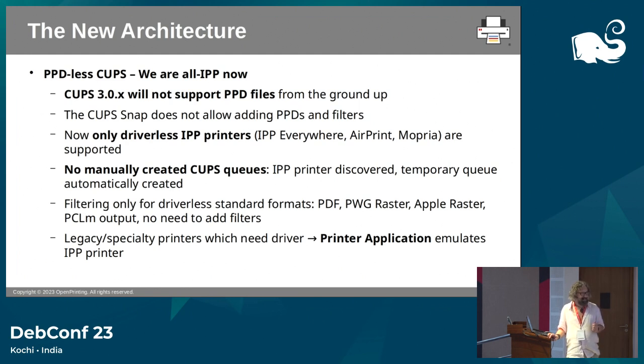So CUPS 3.x or the CUPS snap by itself supports only driverless IPP printers, as I mentioned, the current modern ones which you buy everywhere. And CUPS 3.x will not even support manually creating queues. In the current CUPS, you can manually create queues, but for driverless printers you don't need it. And the IPP printers, if they are present and CUPS detects them, are automatically available as print destinations without needing to configure anything in CUPS.